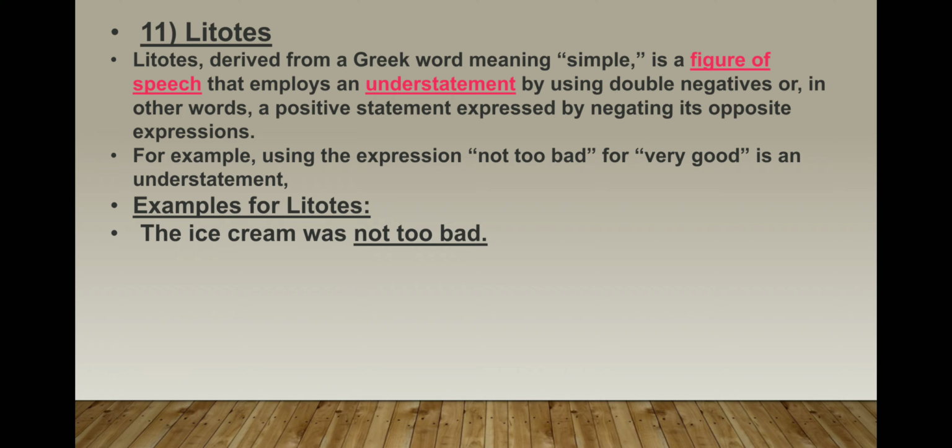The ice cream was not too bad. Here we want to convey that ice cream was good, but double negation is used, not too bad. And this is the perfect example of litotes. New York is not an ordinary city. Here we want to convey that New York is actually an extraordinary city, but double negation, not an ordinary city, conveys that it is an extraordinary city.